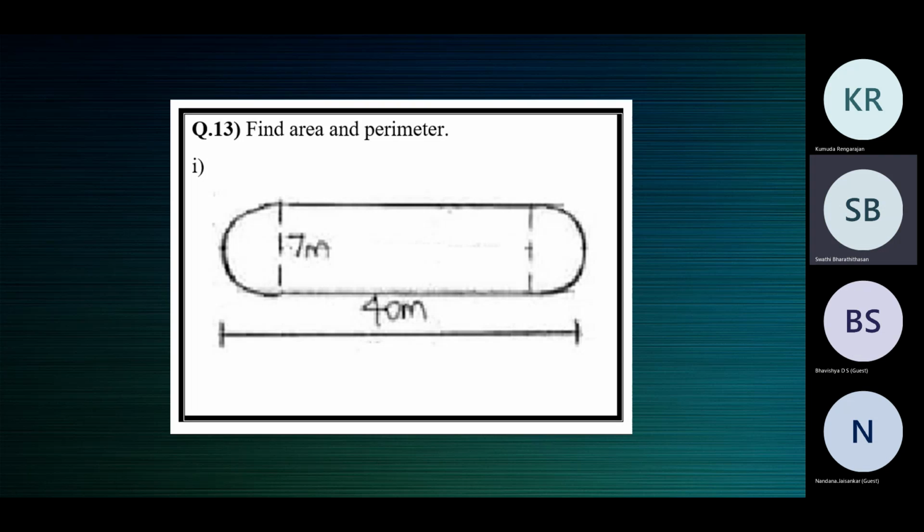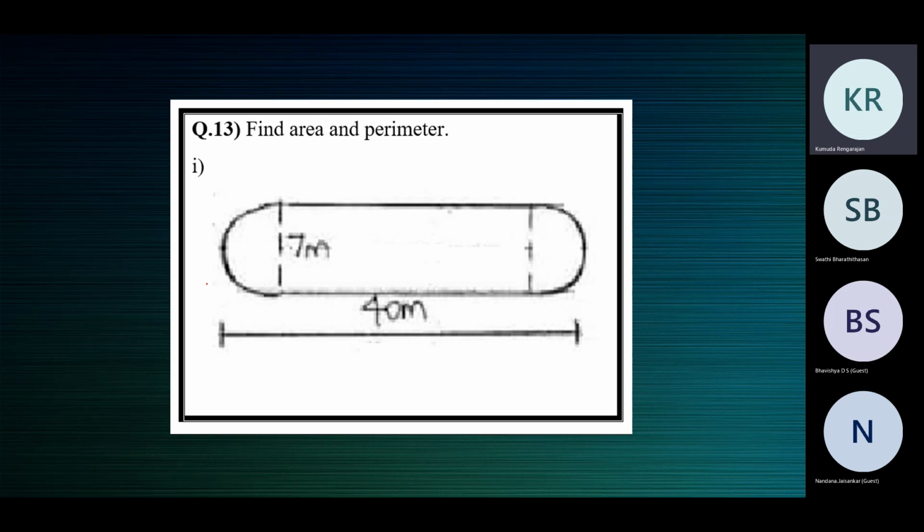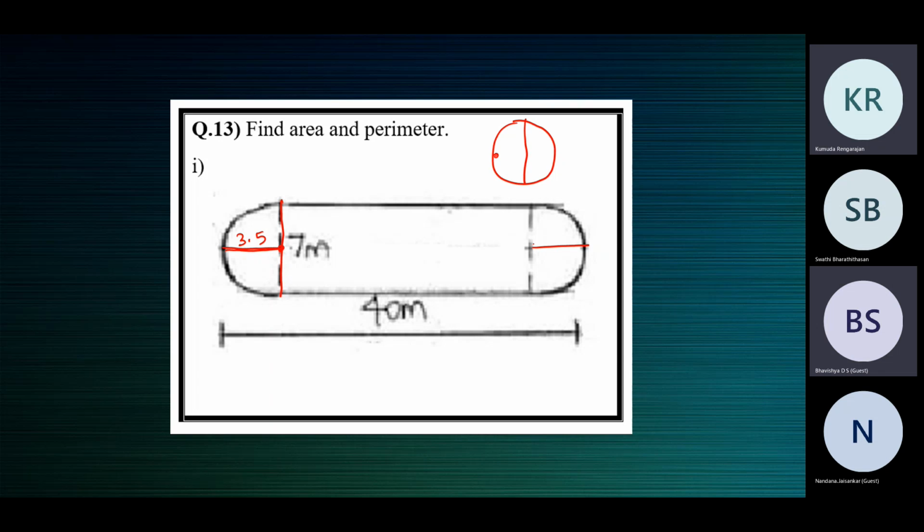Ma'am, to find the length of the rectangle, we need to subtract 3.5 and 3.5 from 40 meters. Correct. Perfect. So this is the radius of the semicircle. This one is the diameter of the semicircle. This is the radius, and similarly, this is the radius of the semicircle. So it's 3.5 here. Look at this circle: from here to here is the radius, and this one is the diameter. So the radius is 3.5. Here also the radius is 3.5.